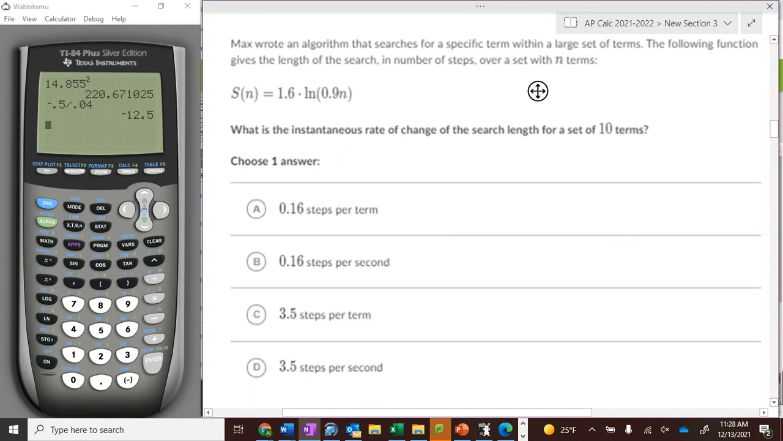All right. Max wrote an algorithm that searches for a specific term within a large set of terms. The function is given as this. What's the instantaneous rate of change of the search length for a set of 10 terms? How do we do that? Well, go ahead and graph. Take the first derivative. Either way.